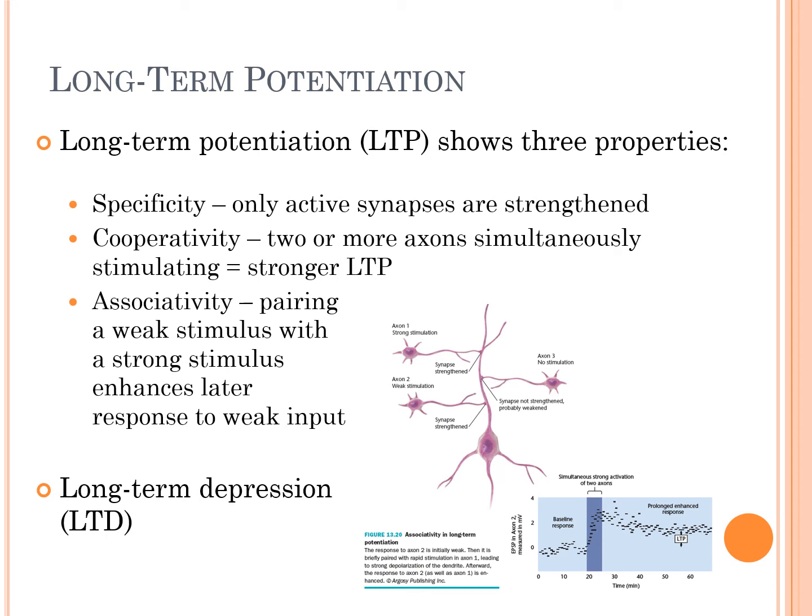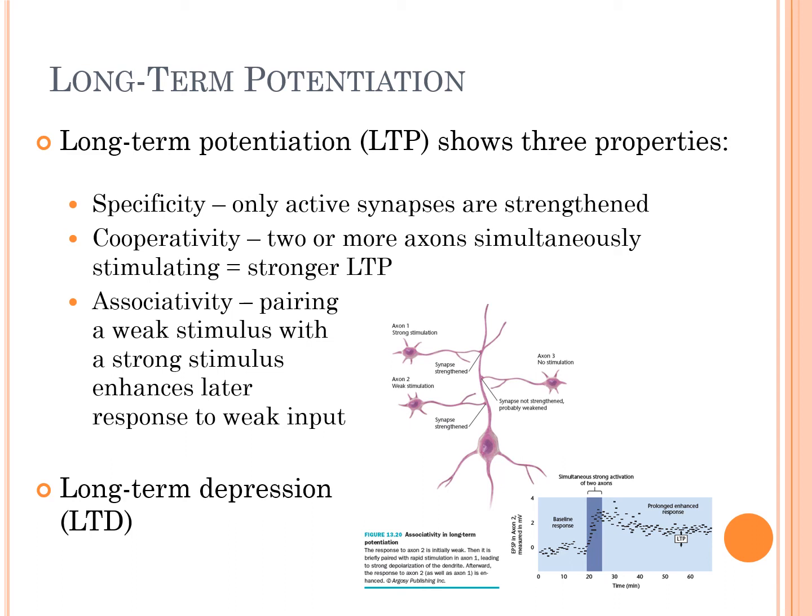We also see cooperativity: two or more axons simultaneously stimulating a postsynaptic neuron, and then that postsynaptic neuron firing. That causes stronger long-term potentiation than, say, a single axon, through this kind of spatial summation with two or more axons. We also see associativity: pairing a weak stimulus with a stronger stimulus enhances the later response to the weak input.